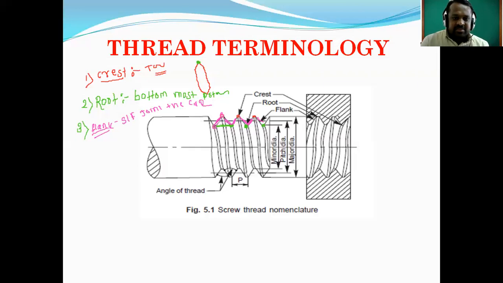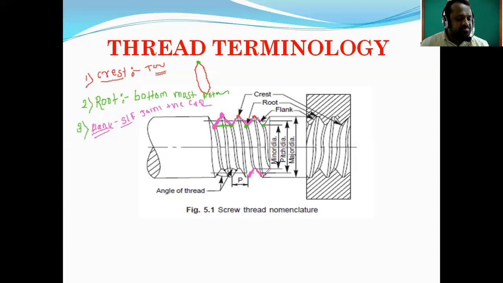See this surface. This is the crest. This is the root. This surface joins the root and crest. It is called the flank. So understood? Again, tell me, is it the flank or not? Yes, sir. It is the flank. The flank is nothing but the surface which joins the crest and root.